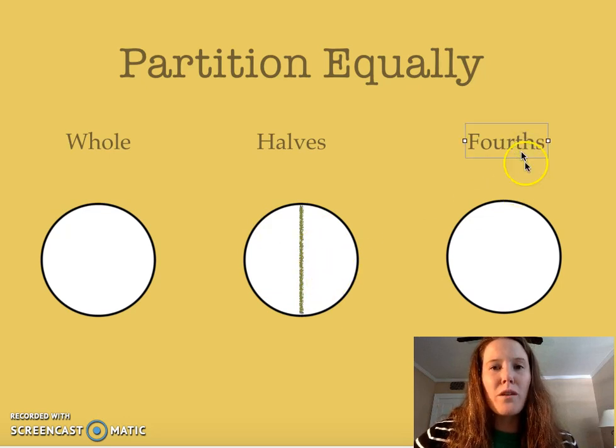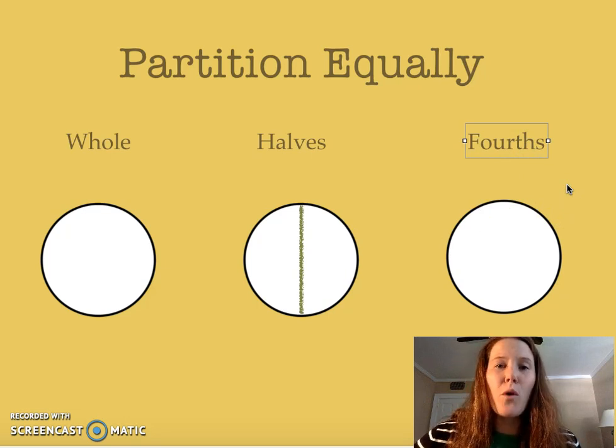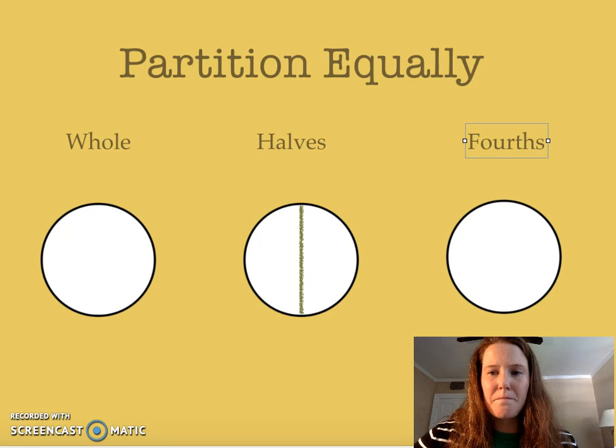Now let's look at fourths. Show me with your fingers how many parts I'm going to have if I cut my circle into fourths. That's right. I'm going to have 4 different parts. Let's look at how we can partition this circle into 4 equal parts.